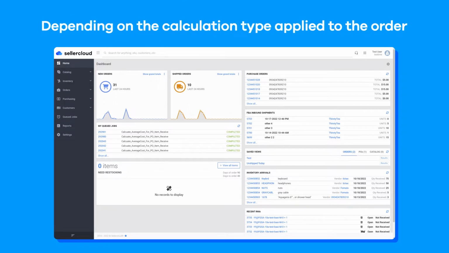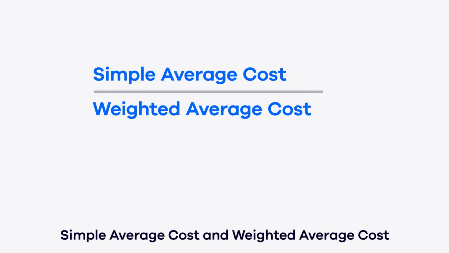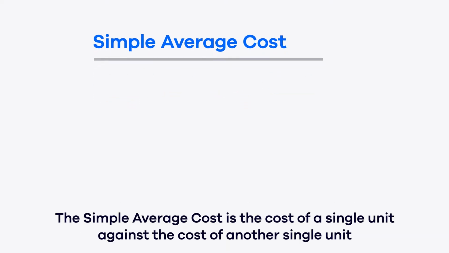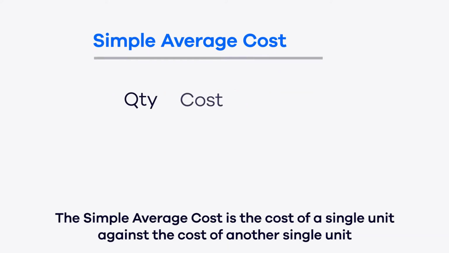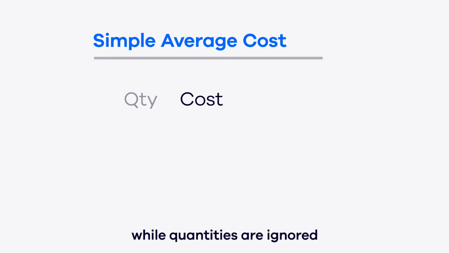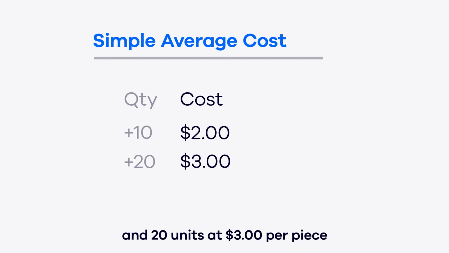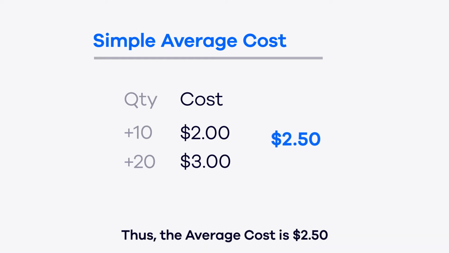Depending on the calculation type applied to the order, there are two types of average cost: simple average cost and weighted average cost. The simple average cost is the cost of a single unit against the cost of another single unit. This average cost type is averaged only by the dollar value, while quantities are ignored. For example, there are 10 units at $2 per piece and 20 units at $3 per piece. Thus, the average cost is $2.50.